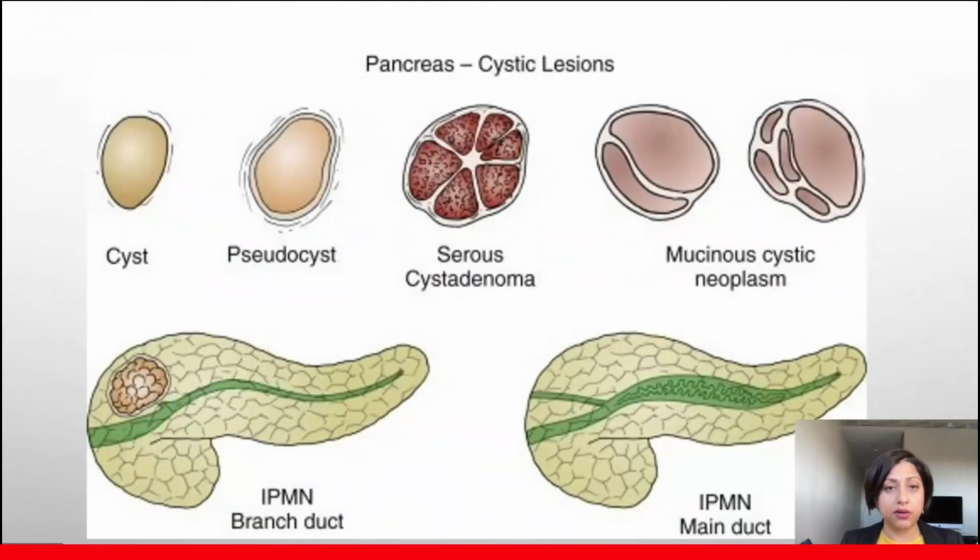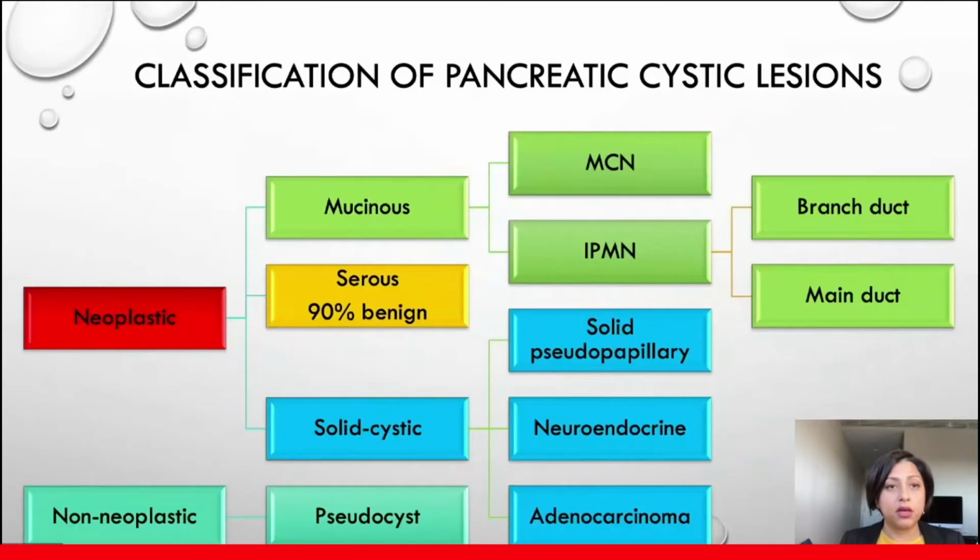There are numerous types of pancreatic cysts, but the ones we come across most commonly are pseudocysts, which develop after an attack of acute pancreatitis, serous cystadenoma, mucinous cystic neoplasms, or IPMNs, either the branch duct type or the main duct type. It's important to classify which type of pancreatic cyst you're dealing with because the neoplastic and malignant potential differs between the various types of cysts. So pseudocysts are, of course, non-neoplastic, but all the other cysts are neoplastic and have malignant potential. Serous cystadenomas are, the majority of the time, benign, but all the others do have some malignant potential.